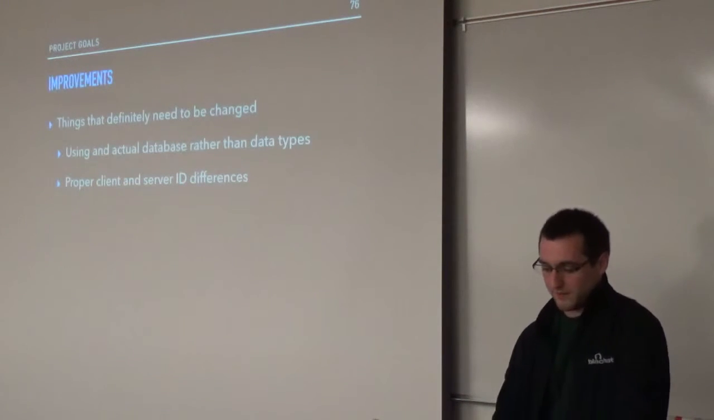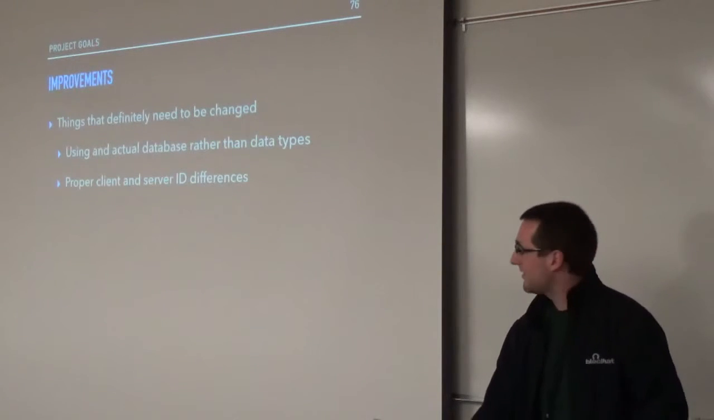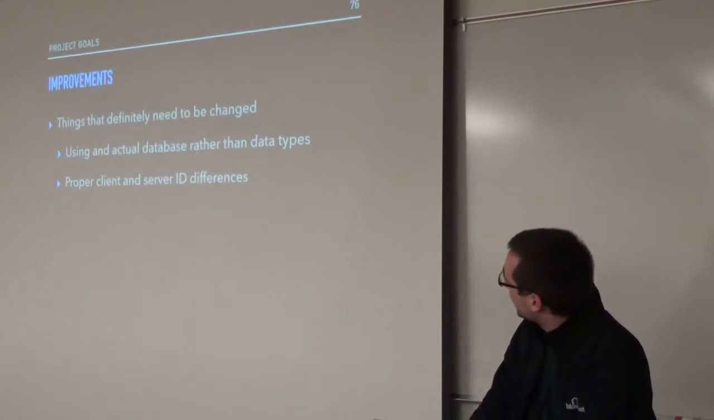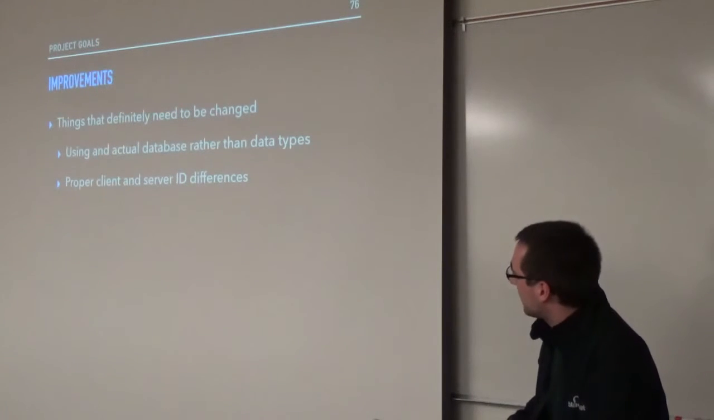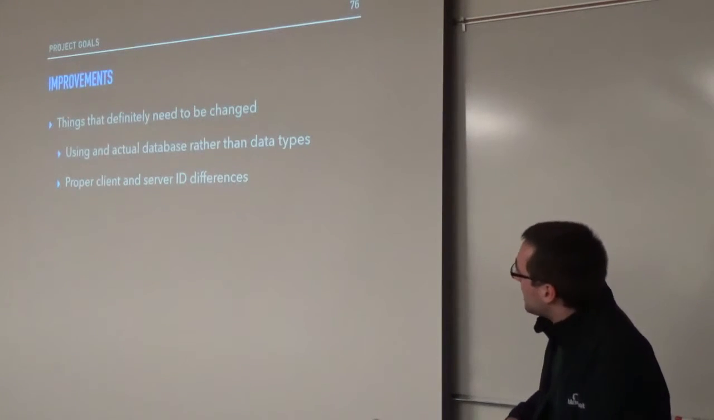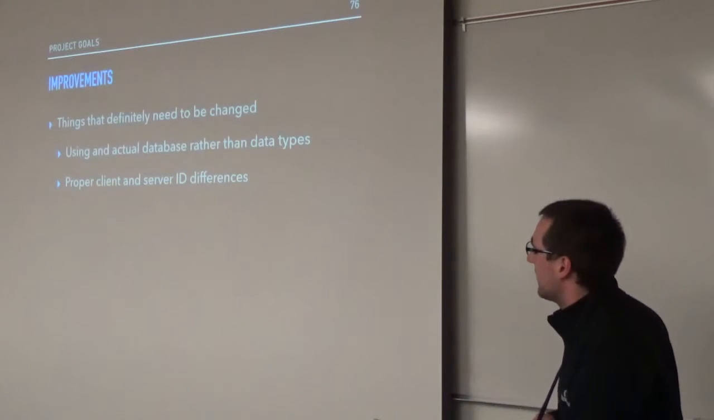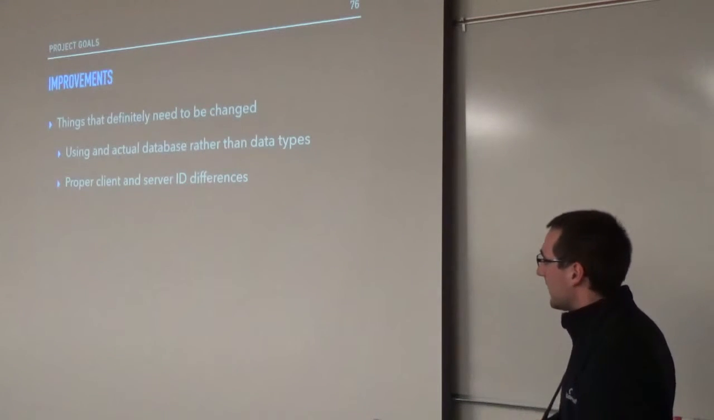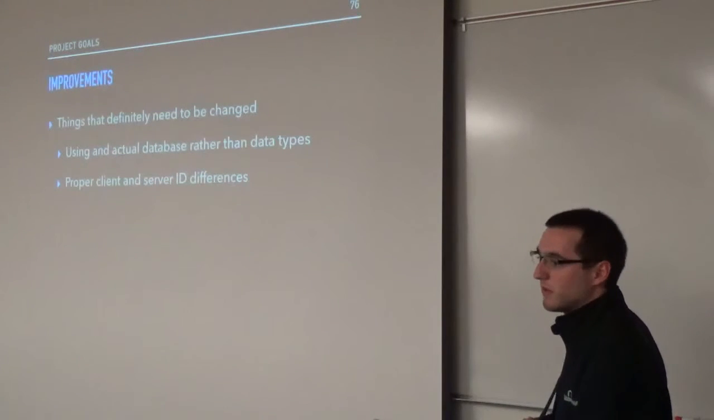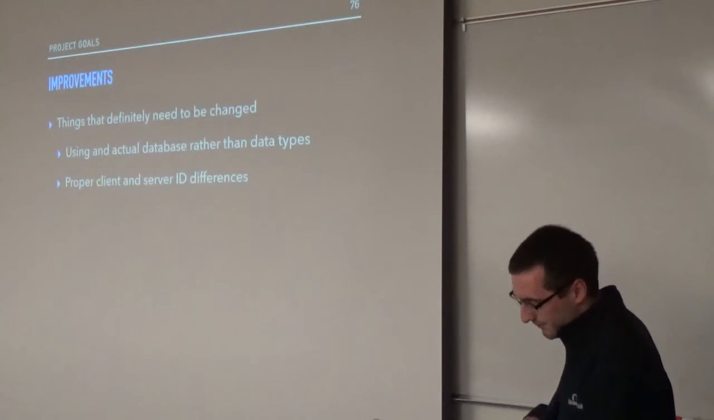So things that definitely need to be improved a bit: using an actual database rather than just storing data types in memory. There's some janky code in there now that definitely needs a fix. And then currently the IDs for the clients and the servers have the same format. I'd like to differentiate those, maybe just add a flag in there that says if 1, client, if 0, server.